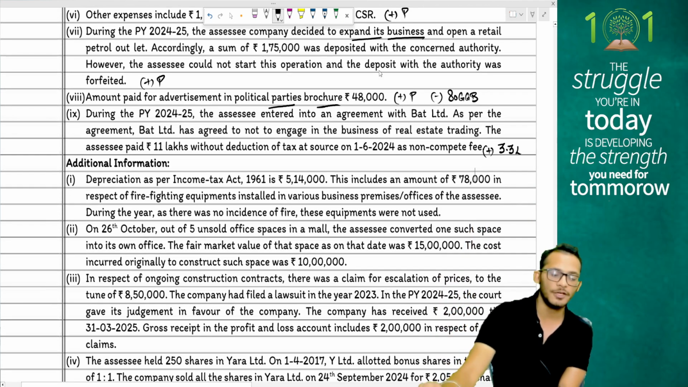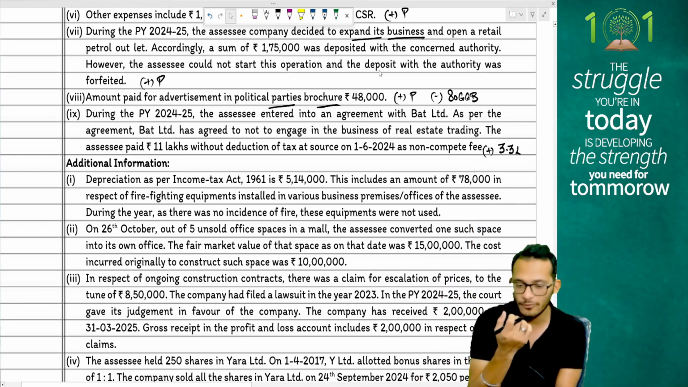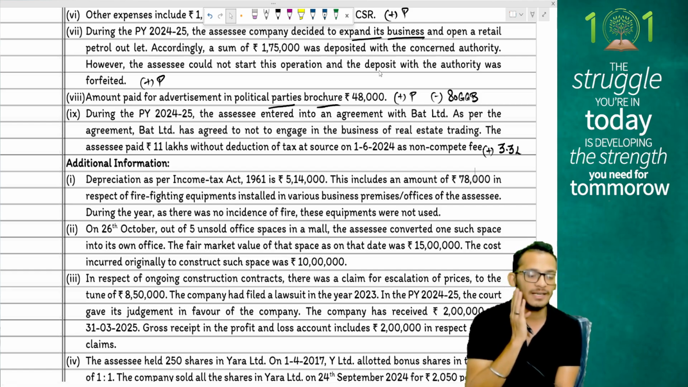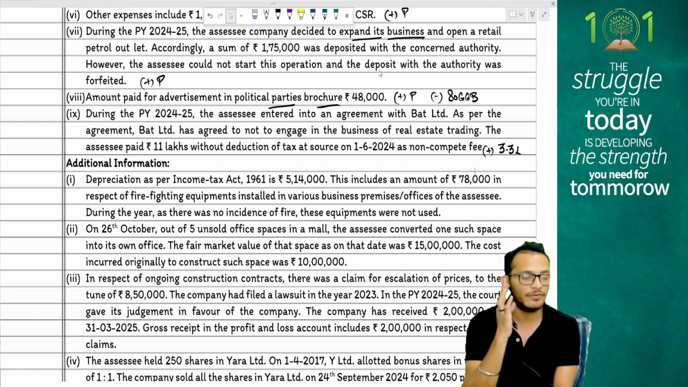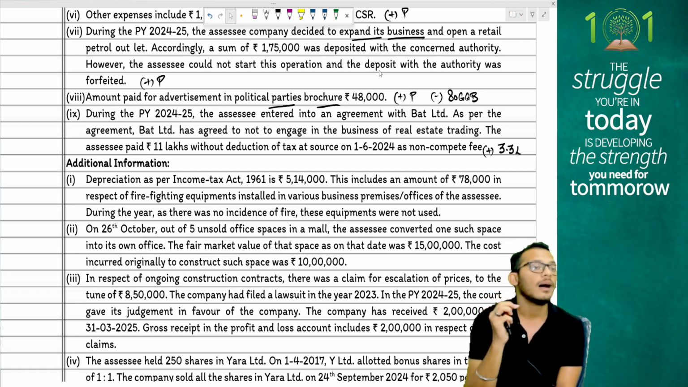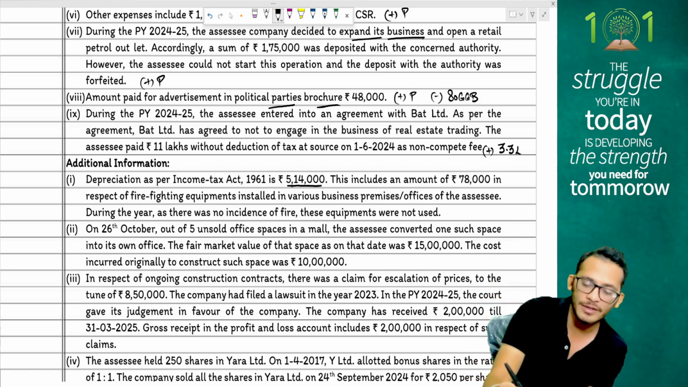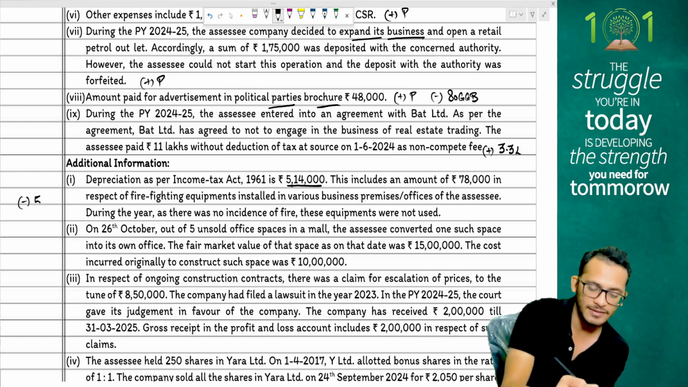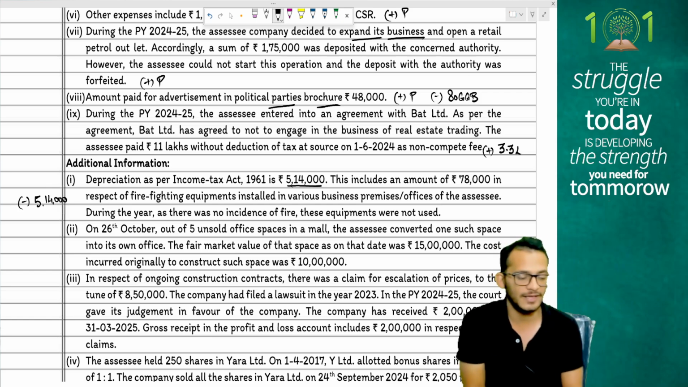Additional information is given to you people. Depreciation as per the Income Tax Act is 5,14,000. This includes an amount of 9,78,000 in respect of firefighting equipment installed in various business offices. During the year, there were no incidents of fire and therefore the equipment was not used. Allowed, because passive use assets are eligible for depreciation from the date on which they are available for use. Therefore, allowed depreciation is minus 5,14,000.